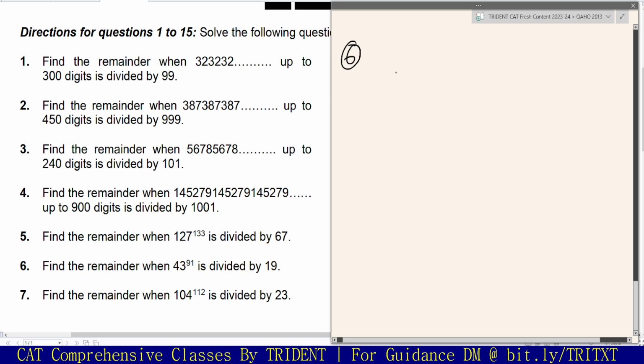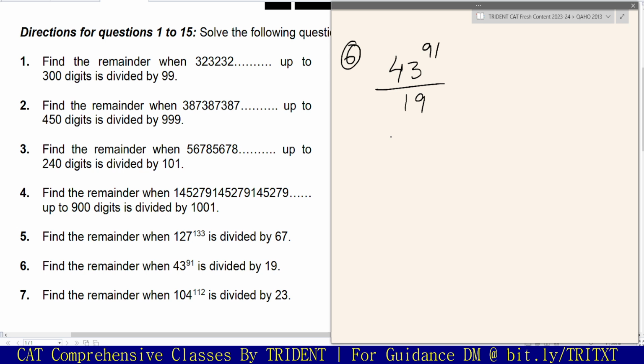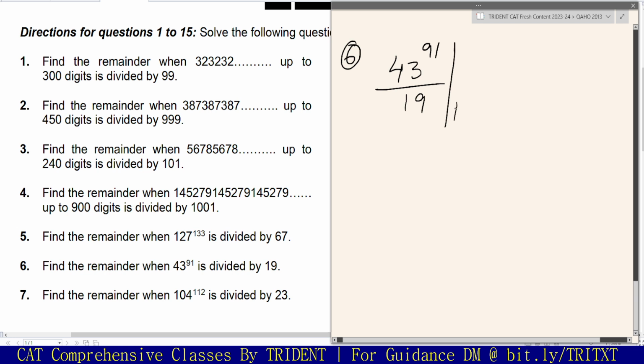So this one says 43 raised to the power 91 divided by 19. Again, 19 happens to be a prime number. So we can directly use Fermat's little theorem, or I can also do something else. For example, I can use the basic remainder theorem to solve this. But because we are using this question to revise a couple of ideas, let's use the remainder theorem only.